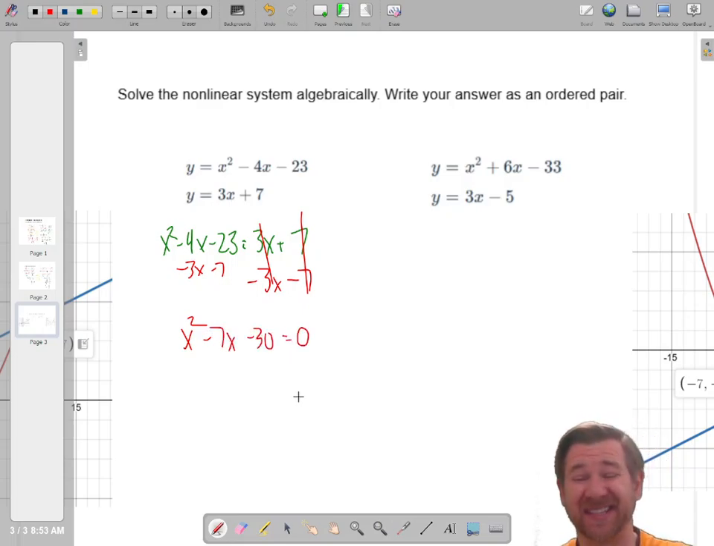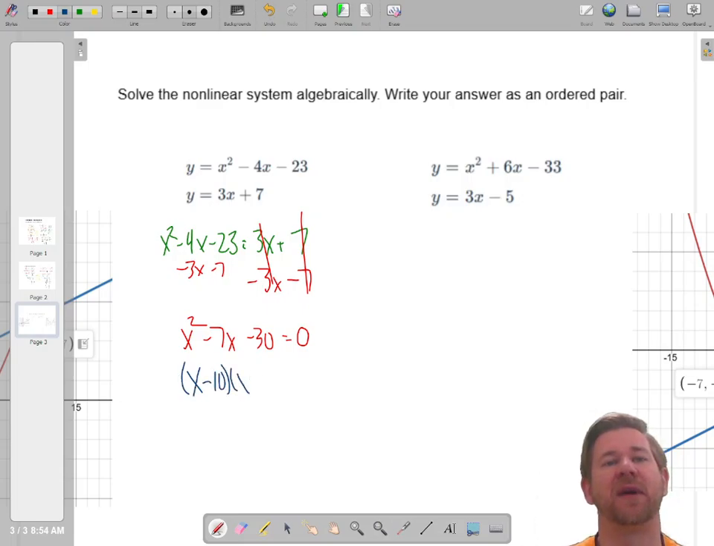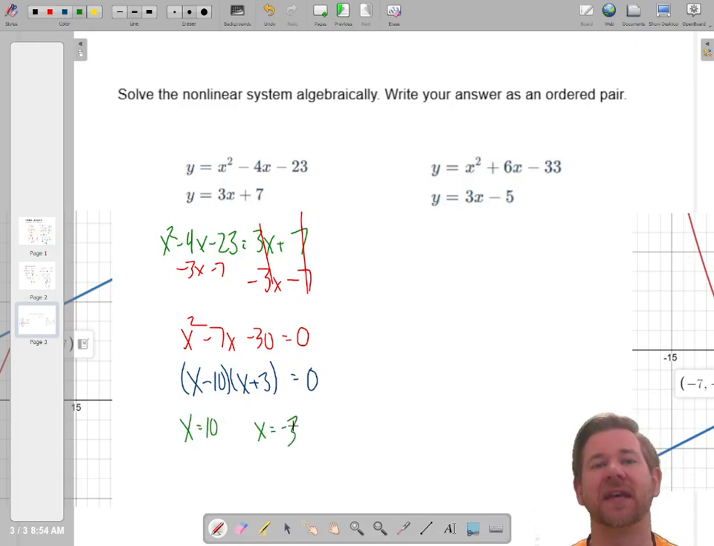Now we're going to factor, but this is an easy one to factor. Find the numbers that multiply to negative 30 and add to negative 7. That would be negative 10 and positive 3. And since it's 1x squared, you don't even need to split the middle. Those are going to be your factors. And what we're learning is that x is 10 or x is negative 3. Those are the places where these two things will intersect.